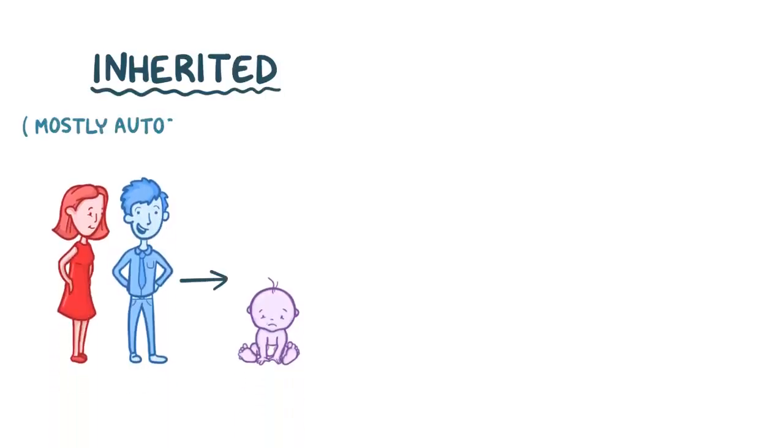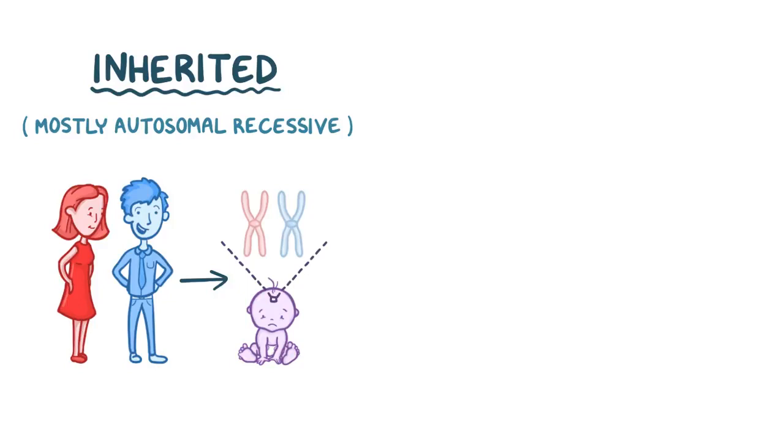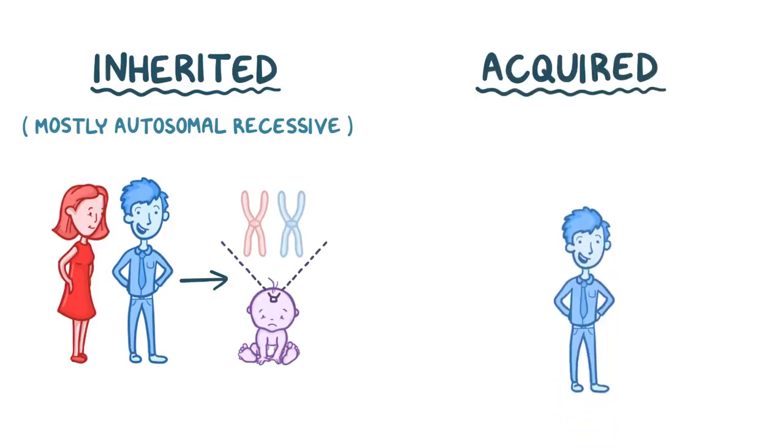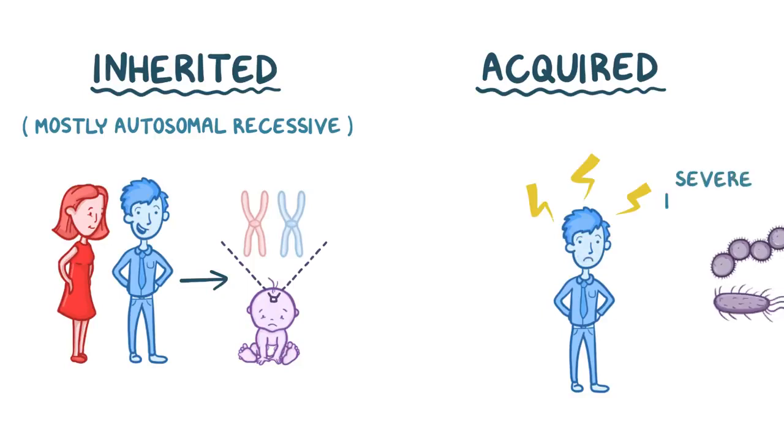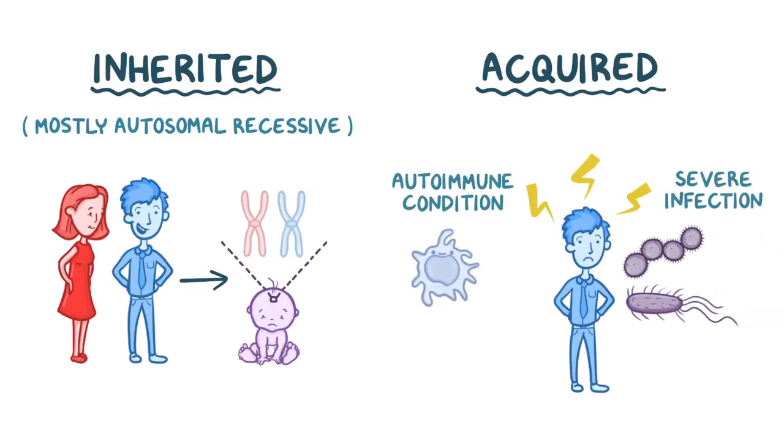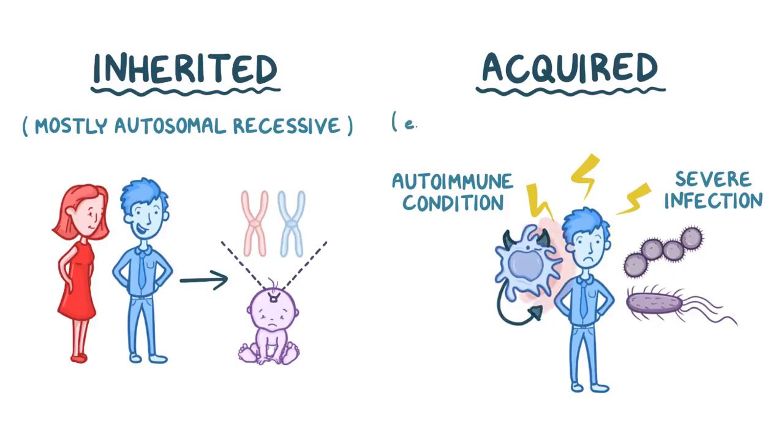Many cases of complement deficiency are inherited, and most complement deficiencies are autosomal recessive, although some have other modes of inheritance. It's also possible to acquire a complement deficiency. For example, when a severe infection or autoimmune condition causes complement proteins to get consumed or used up. For example, in lupus, both C3 and C4 get used up, creating a deficiency of those two proteins.